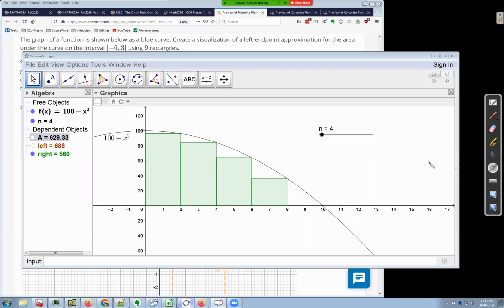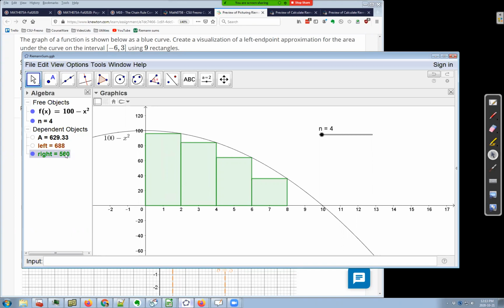Just full disclosure here, the actual answer to the area under the curve is about 629.33. GeoGebra is telling us that, but we should pretend that we don't know that, because in some sense we don't. We're like, well, GeoGebra, how did you know that? We can kind of refer to it, but we really shouldn't know that right now. But what we can do is definitely find the area under those four rectangles.